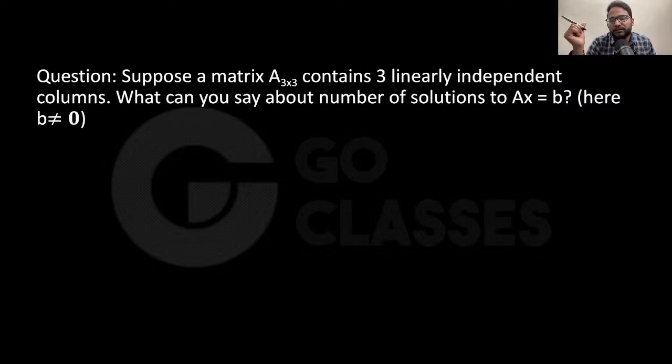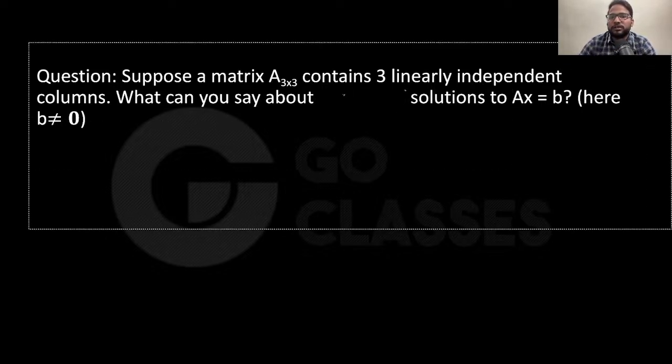Now let's solve this question. Suppose a matrix A, which is 3 into 3 dimension, contains 3 linearly independent columns. What can you say about the number of solutions to Ax equal to B? Instead of number of solutions, let me write whether the solution exists or not. So don't worry about the number of solutions; what can you say about the solutions, whether the solution exists or not.